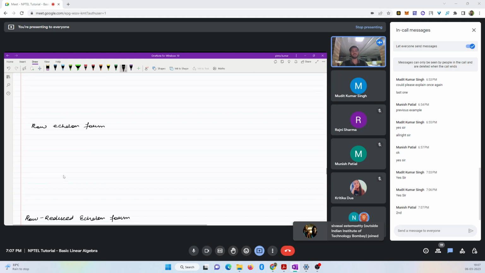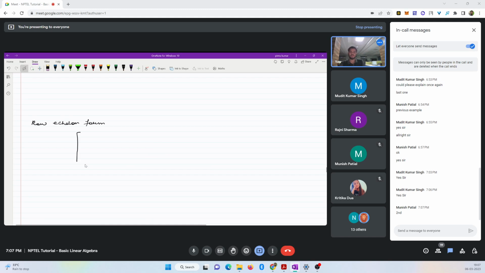Now there are certain properties when we call a matrix to be in row echelon form. So I'll draw an example first. In the particular form of row echelon form that I'm talking about, the first rule is all the 0 rows should be at the bottom. So if you have any 0 rows, you should move them to the bottom. You can exchange two rows and move it to the bottom. Let's say this was my 0 row.